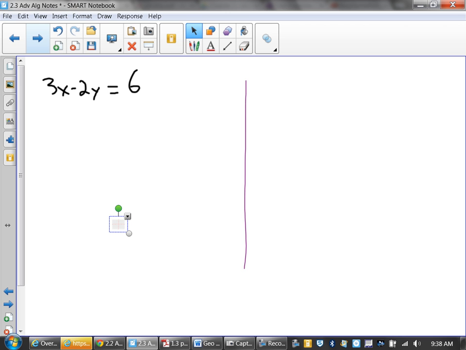When I start this, I cover up the y. What's my x-intercept? 2. I cover it up. What's my y-intercept? -3. Good. I'm glad you caught the negative. Done.